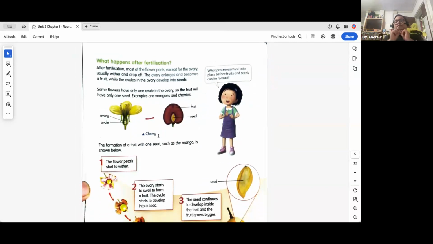After fertilization, once both the male and female cells fuse together, everything except for the ovary will drop off. The flower petals will drop off, leaving only the ovaries and the ovules. The ovary will grow into a fruit, whereas the ovules in the ovary will develop into seeds. Some flowers have only one ovule in the ovary, therefore this particular flower's fruit will only have one seed. One example is cherry and mangoes.